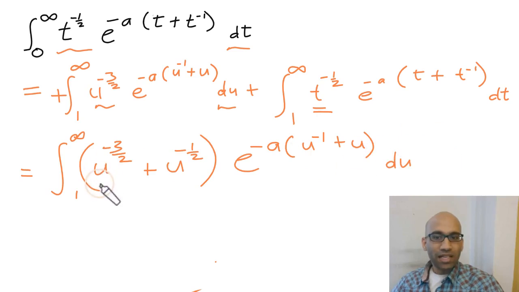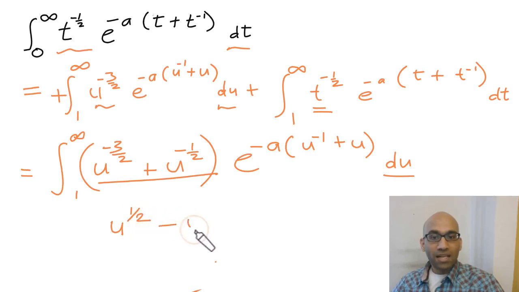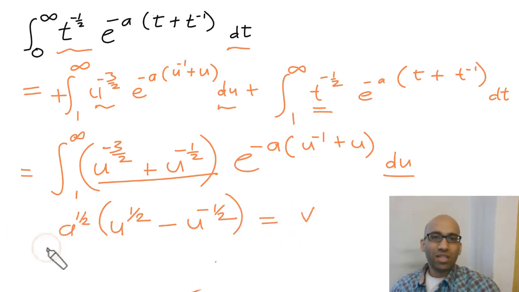So let's find something which, when differentiated, is going to give us this whole piece plus this. And the answer to that will be u power half minus u power minus half. And let's assign that to be v. Now let's use a constant as well, a power half. It'll make our lives easier.